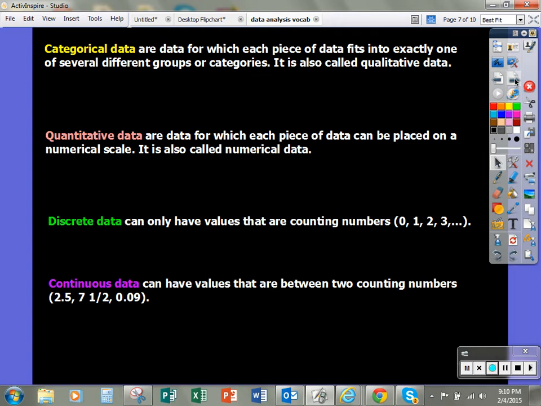For example, what was your grade on the last test? How many pets do you have? Most quantitative data is answered by a question that says how many. Discrete data is data that is represented in whole numbers, and continuous data is data that can be either whole numbers, fractions, or decimals.